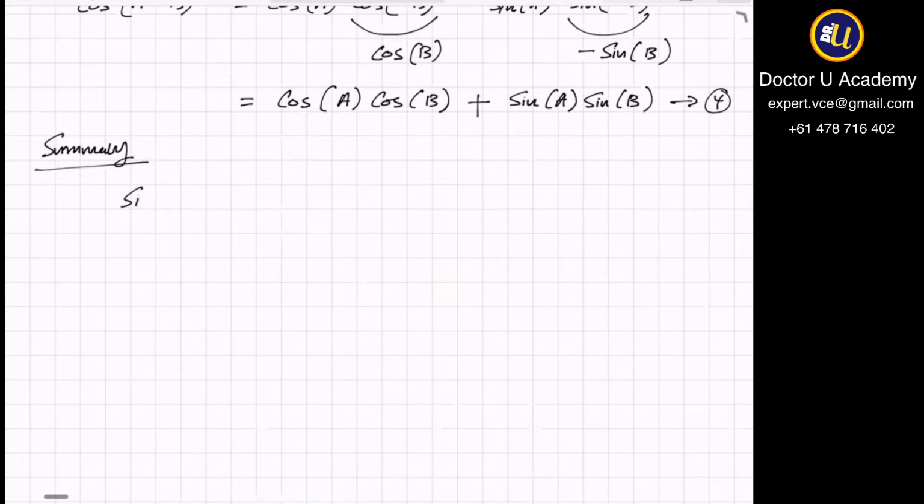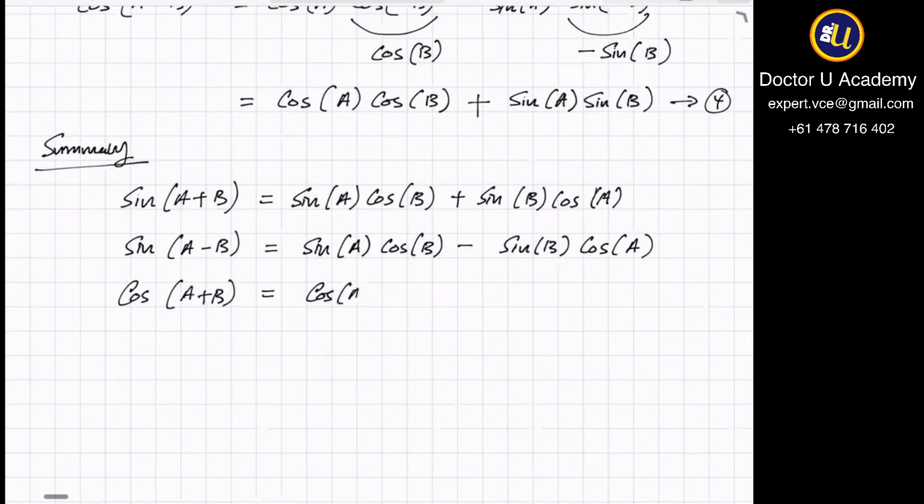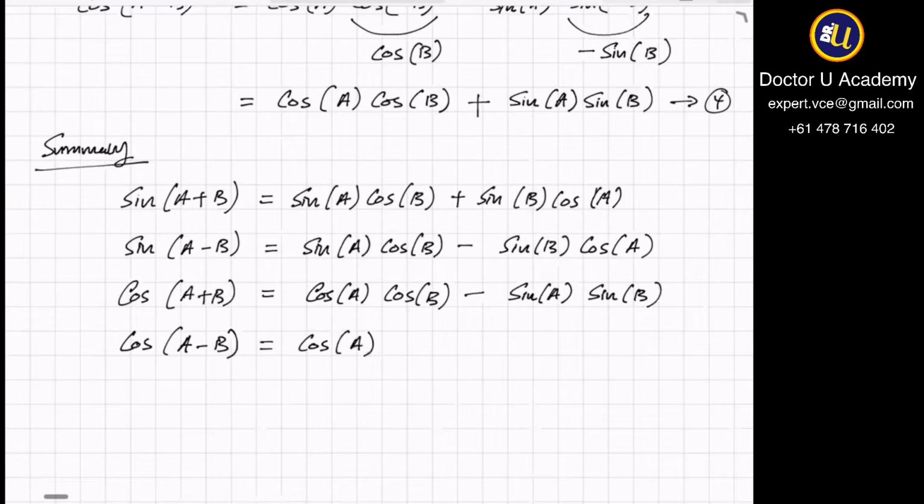First one, sine A plus B, that would be sine A cos B plus sine B cos A. Second one, sine A minus B, that would be sine A cos B minus sine B cos A. Third one, cos A plus B, that is going to be cos A cos B minus sine A sine B. Last one, cos A minus B, this is going to be cos A cos B plus sine A sine B.